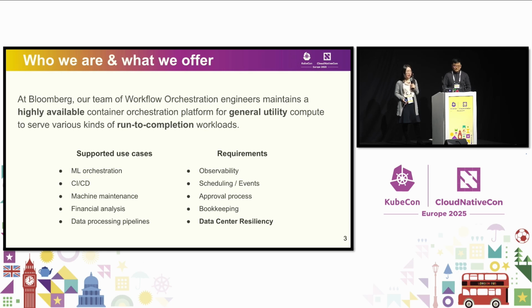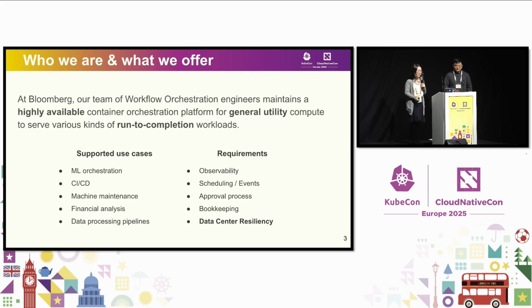So for these use cases, we have both functional and non-functional requirements. The functional part may be easier. There's observability, scheduling, or eventing. An approval process needs to be integrated into the whole platform to make sure things are properly reviewed before taking effect. But the non-functional can be less obvious, but that is probably the most difficult part in the whole system.